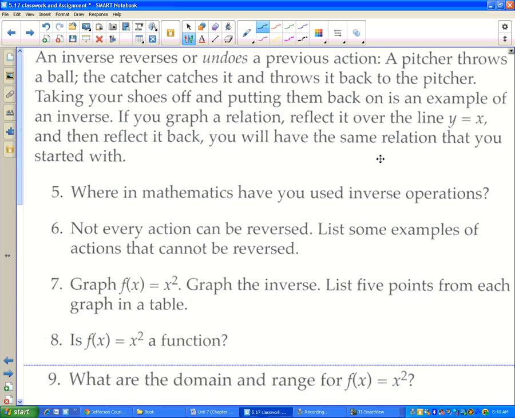Number 5, where in mathematics have you used inverse operations? We're pausing for people to give answers.